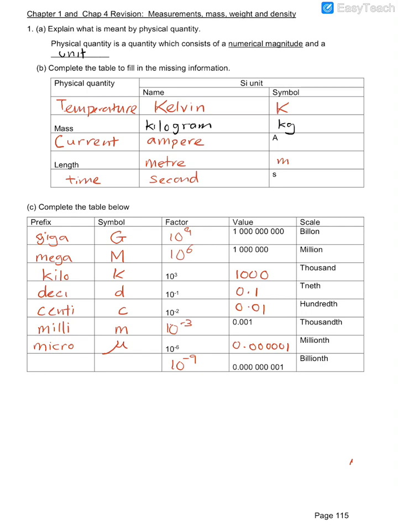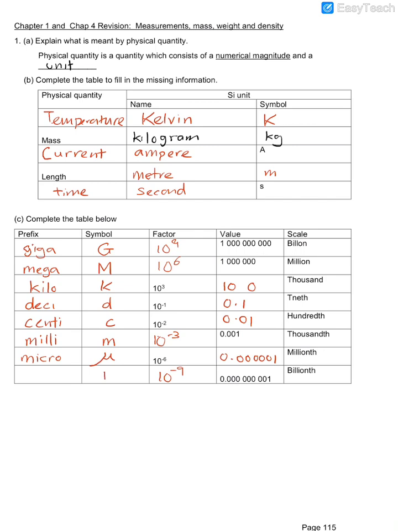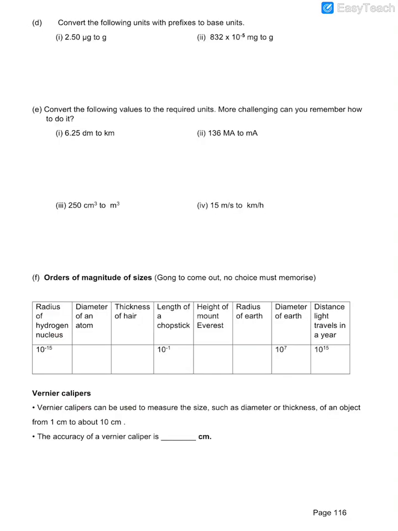Okay. Then 10 to the power minus 9, even smaller. Nano. N. Nano. Okay. So remember the table, remember the prefixes. The very least thing you must remember is this. Okay. Next, what to do?